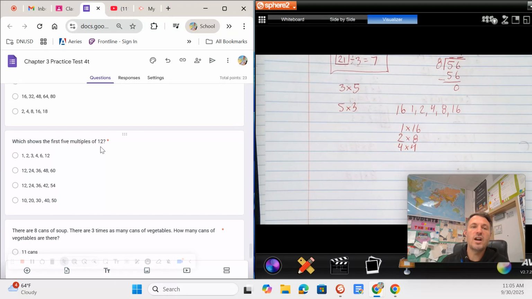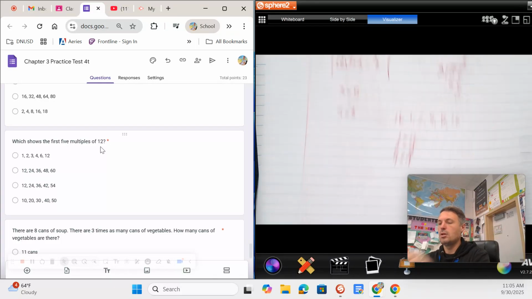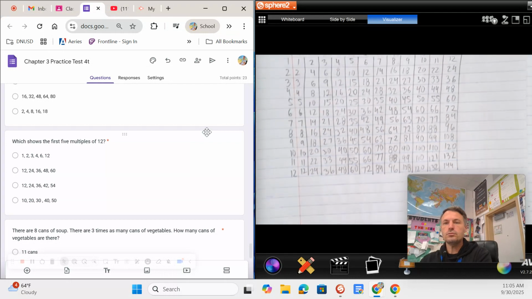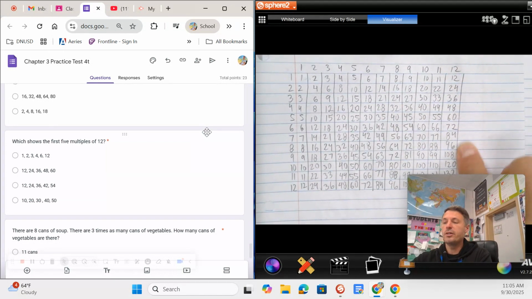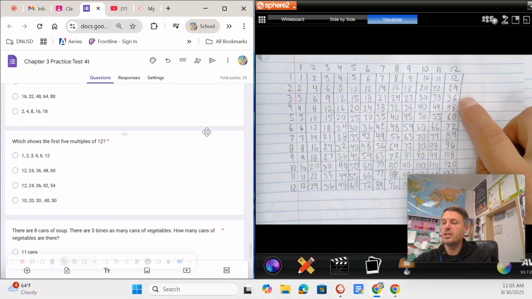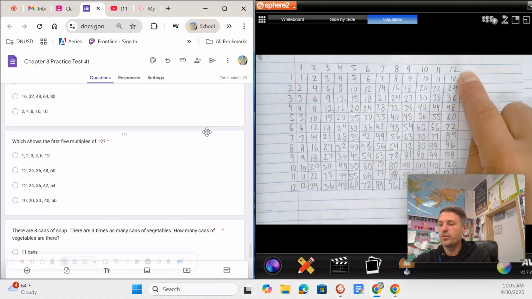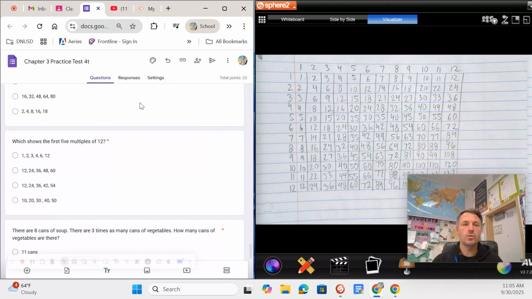Which shows the first 5 multiples of 12? All we have to do is find the one that shows the first 5 numbers you say when you're counting by 12s, and those are all on your times table chart. So you just go over here to the 12s, and all these are counting by 12s: 12, 24, 36, 48, 60. Those are the first 5 right there. So that's what we're looking for over here: 12, 24, 36, 48, 60. So that's the answer right there.